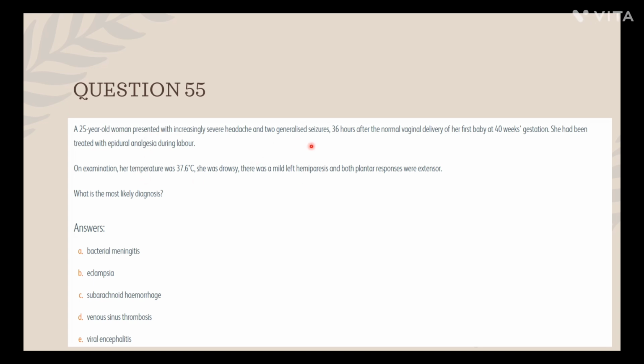It is post labor. She is having headache and seizure. She had been treated with epidural analgesia. There is mild left hemiparesis and both plantar responses were extensor. There is some kind of a stroke-like event. And in the postpartum period, especially immediately after delivery, there is high risk for cerebral venous thrombosis. So it is venous sinus thrombosis. Bacterial meningitis, not likely. Her temperature is okay. She had no fever or infection prior to the labor or anything. Eclampsia, no. Not given a history of hypertension or anything. Subarachnoid hemorrhage, no. Viral encephalitis, no. Most likely in a postpartum period presenting like a stroke-like event is your cerebral venous sinus thrombosis.